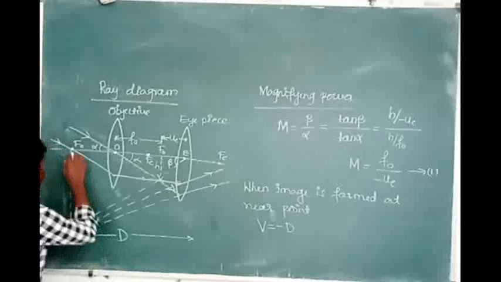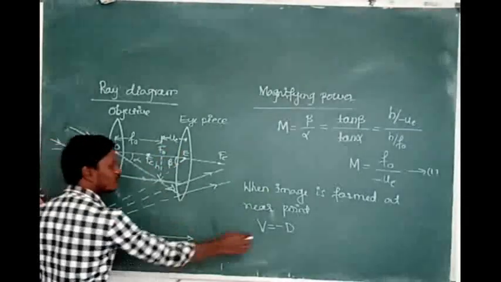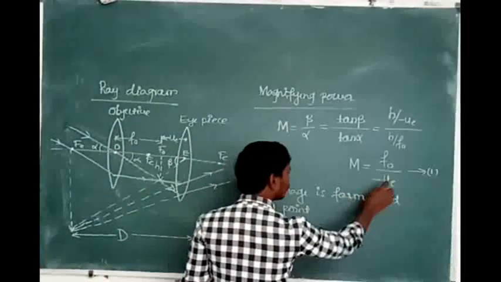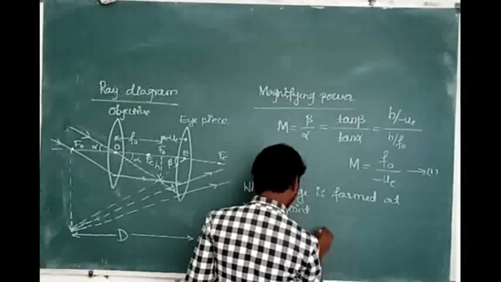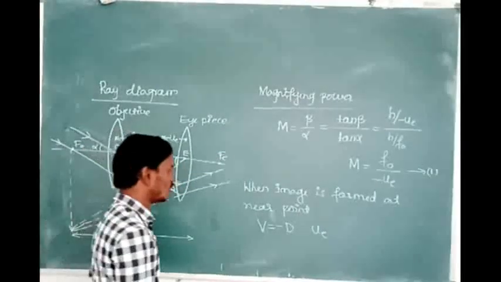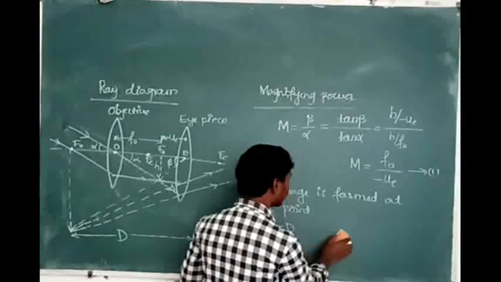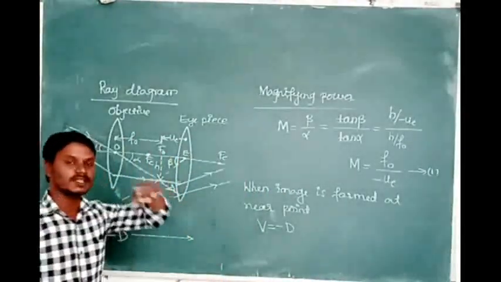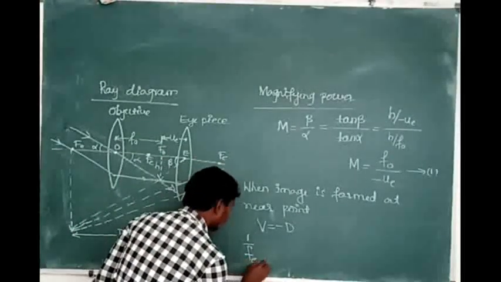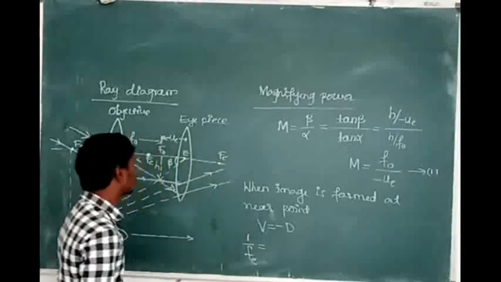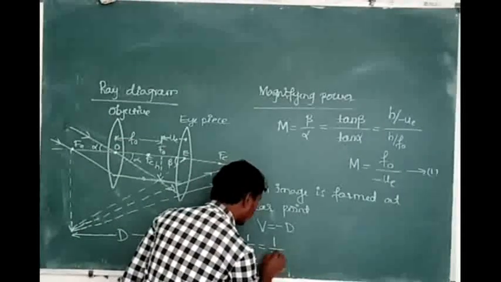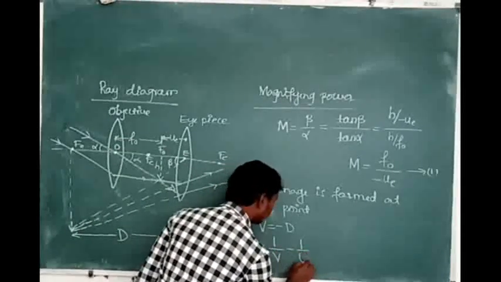Then what is the distance of the primary image from the eyepiece here? That is uv. Then v is equal to minus of d and the object distance is uv. Then by using the lens formula, what is the lens formula? We are going to apply the lens formula to this one. That is 1 by fp is equal to 1 by v minus 1 by uv.